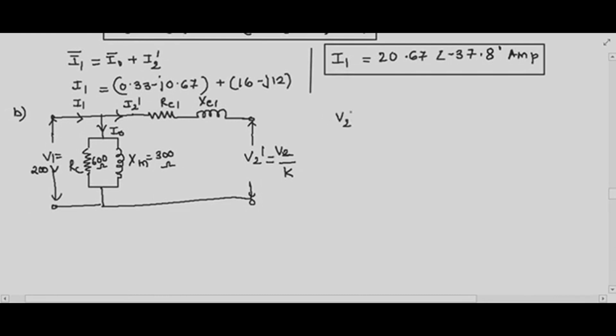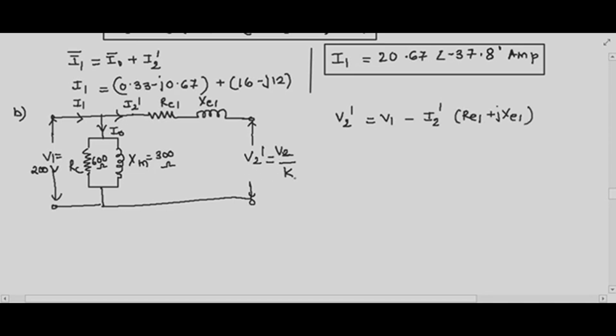So student, I can write V2 dash equals V1 minus the drop across this, right? Because this branch and this branch both are in parallel. So simply, if I subtract the drop across this impedance from 200, I will get V2 dash. So V1 minus what is the current flowing through RE1 and XE1, I2 dash into RE1 plus JXE1.